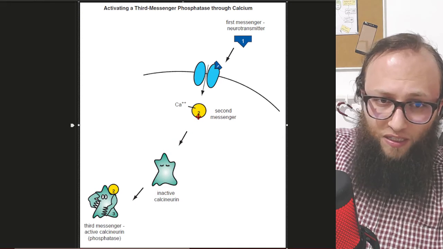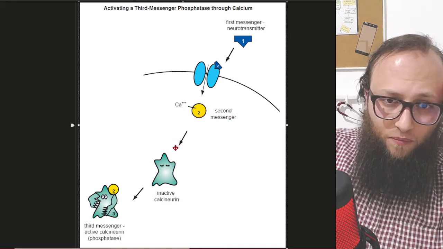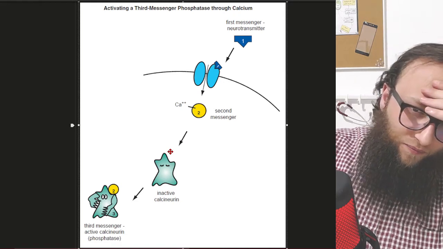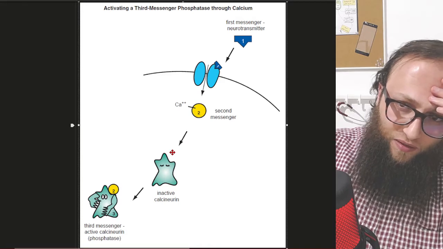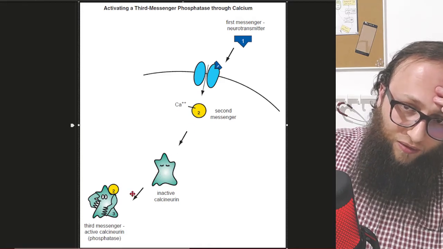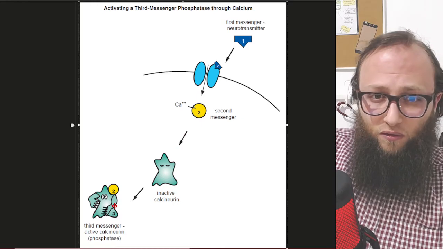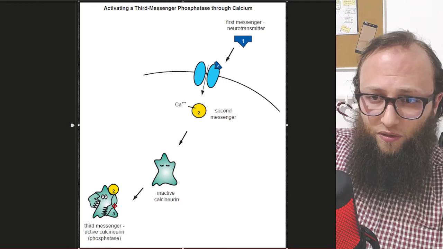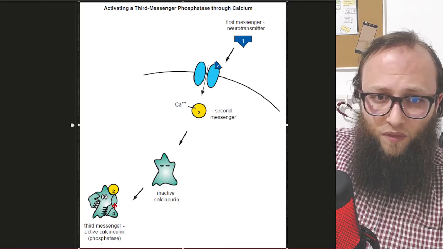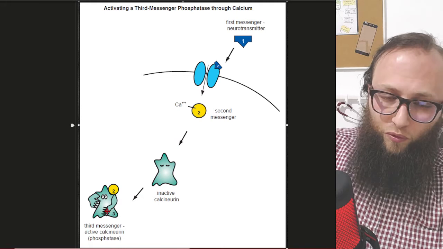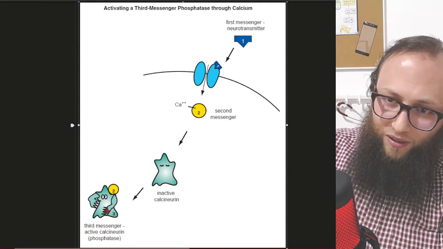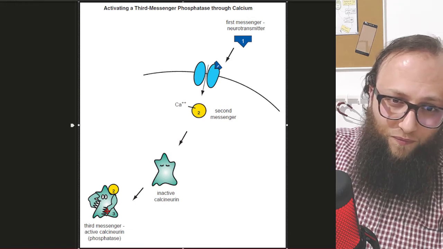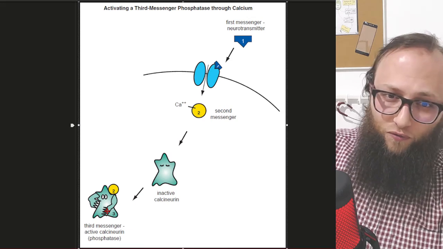Here we have a second messenger, calcium, binding to an inactive phosphatase known as, for example, calcineurin here. This is inactive. When calcium binds to that, this would activate the third messenger enzyme, and when it is active, it would work as a phosphatase. It would remove phosphate from fourth messenger phosphoproteins and so on.